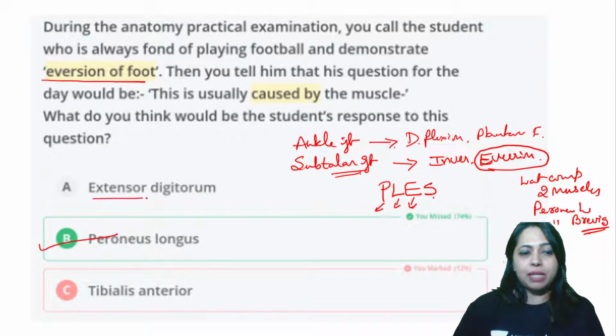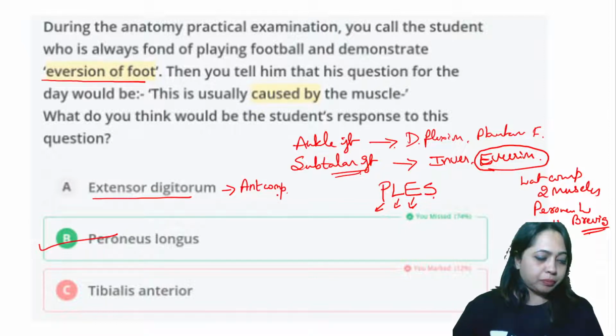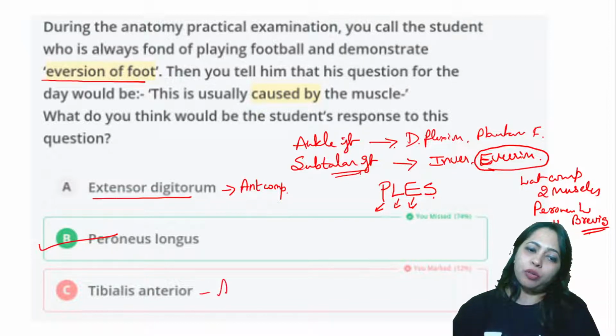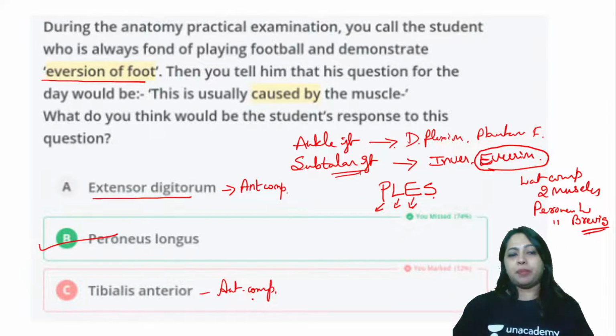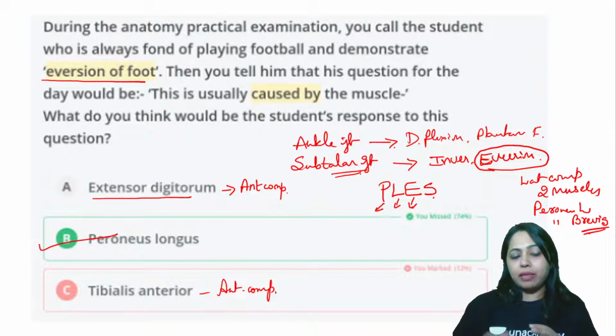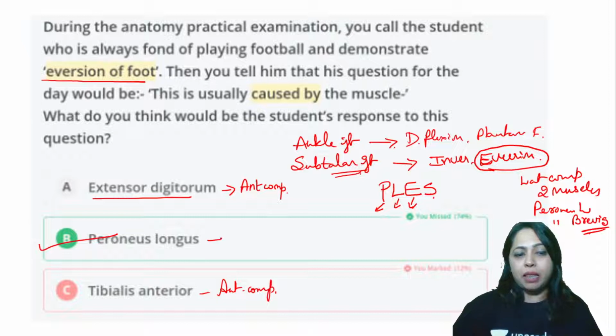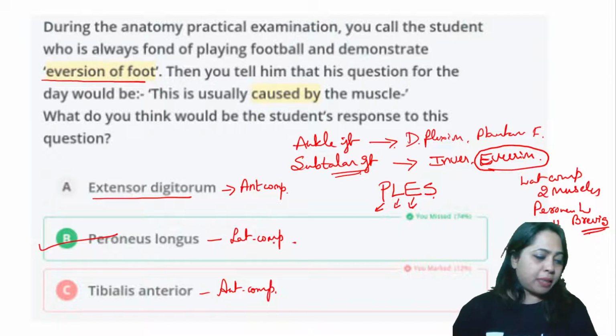What is extensor digitorum? This is present in the anterior compartment, and tibialis anterior is also part of the anterior compartment. So these are the anterior compartment muscles, the extensors. The lateral compartment is the peroneals. So this is the lateral compartment muscle.